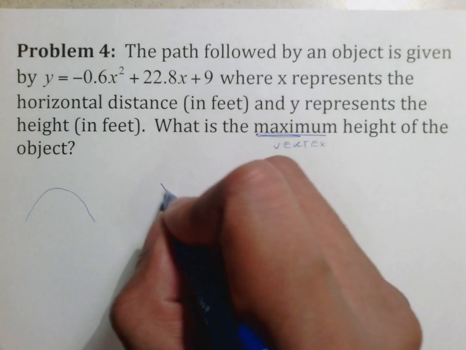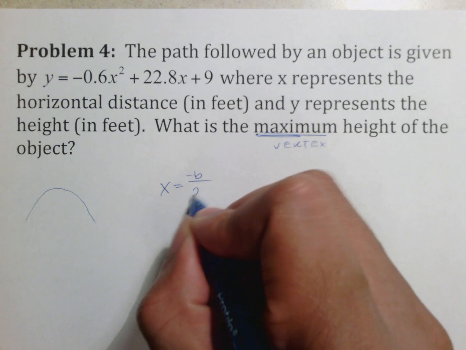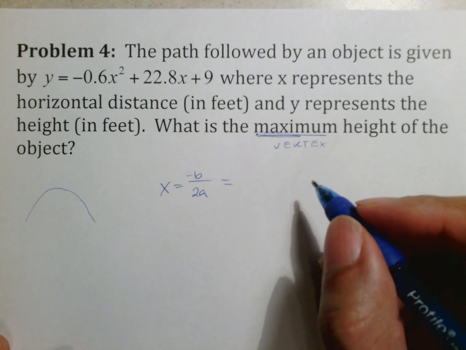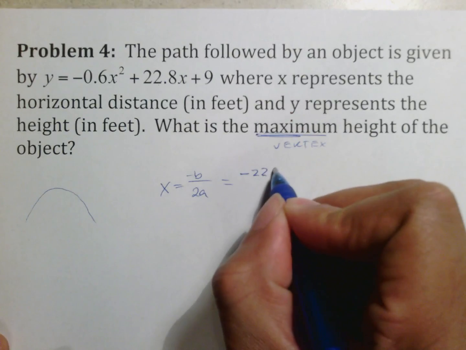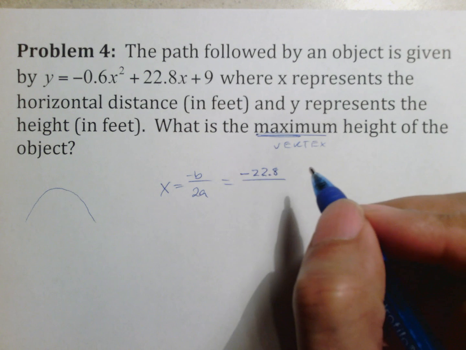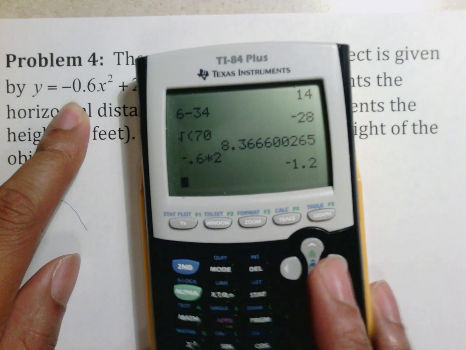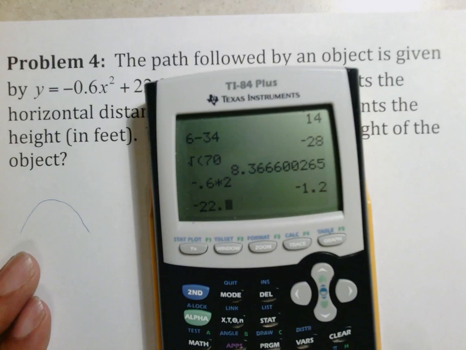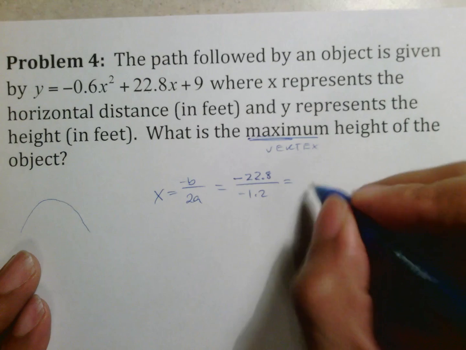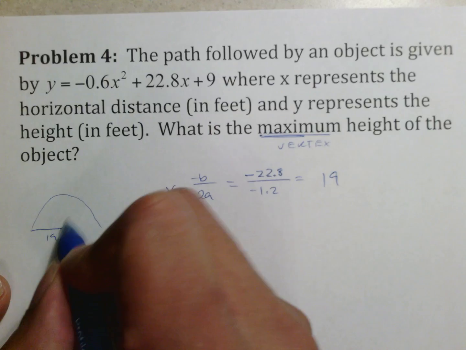And so in order to find the vertex, we have to find the key x, or the axis of symmetry, which was our negative b over 2a part. Well, b in this problem is 22.8, so that means that negative 22.8 goes on the top. 2a, negative 0.6 times 2 makes negative 1.2. And so when I divide those two, I get the answer of 19. Again, that is not my maximum. That is the horizontal distance that I go in order to reach my maximum.